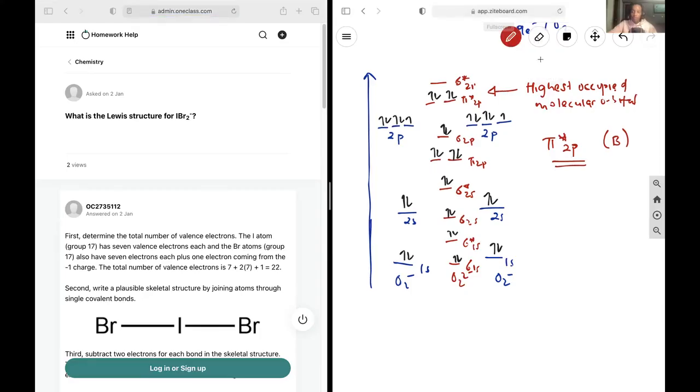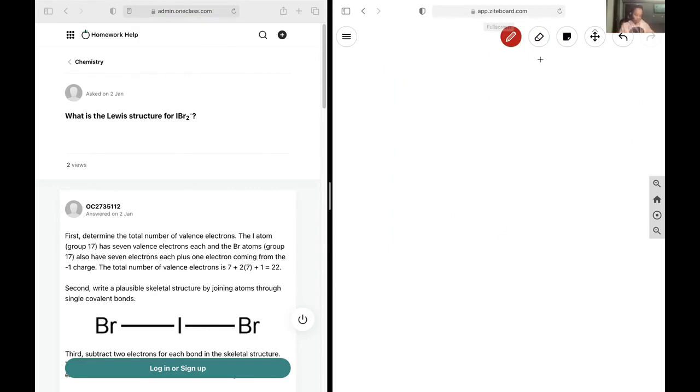Okay, for our next question, we want to figure out the Lewis structure for IBr2 minus. And so we need to remember to count that negative charge when we're counting the valence electrons. So let's start with that.